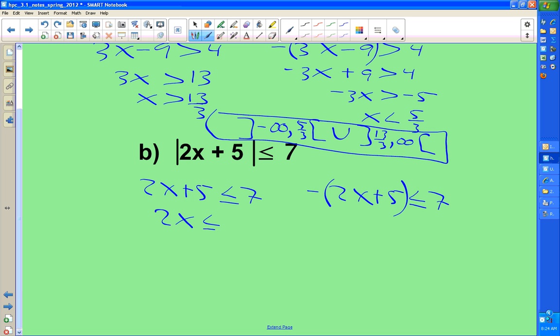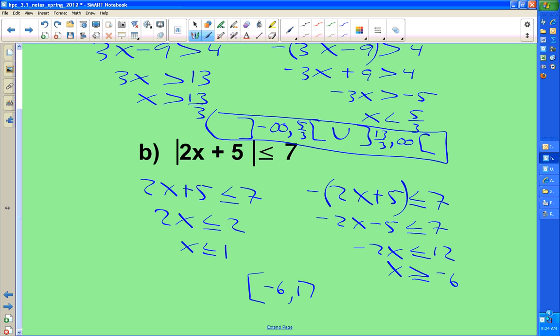So we're going to go with 2x is less than or equal to 2, and x is less than or equal to 1. Negative 2x minus 5 is less than or equal to 7. And x is greater than or equal to negative 6. So we're going to be from negative 6 to 1 is our interval.